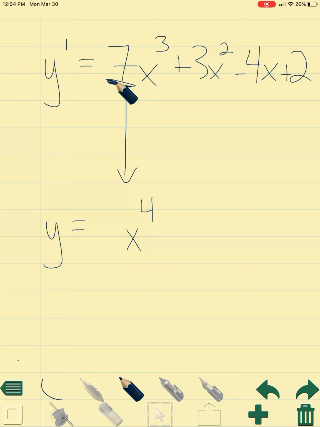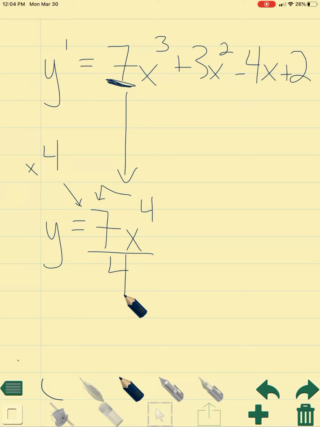Well, what would I have to derive? If I have a 7 here, and I know I'm doing the step down when I'm deriving, I know I'm going to multiply this first number by 4. So how would you get rid of multiplying by 4? You would divide by 4.